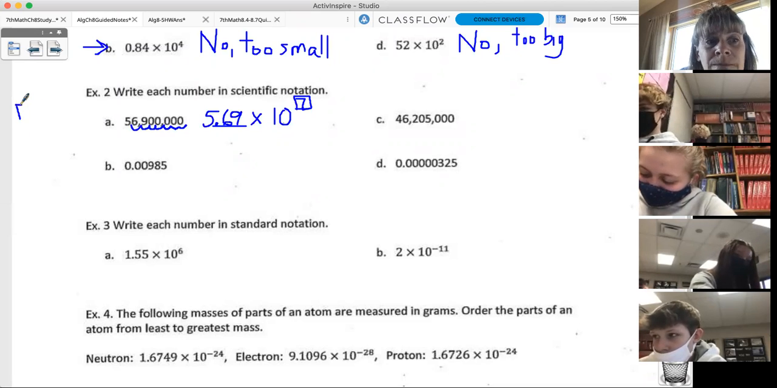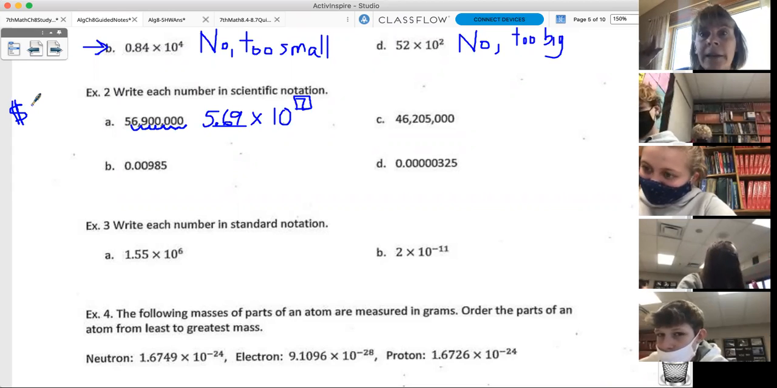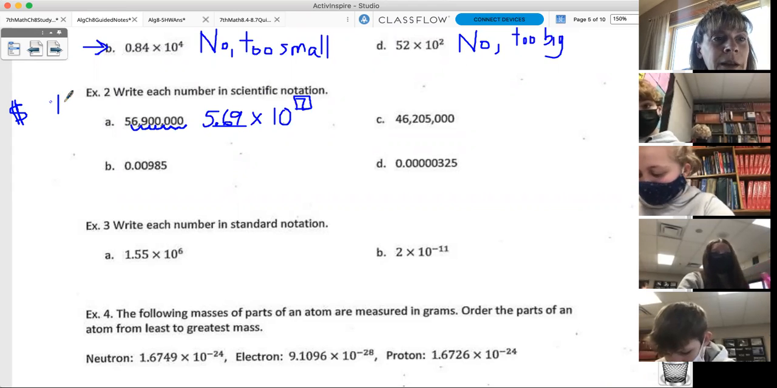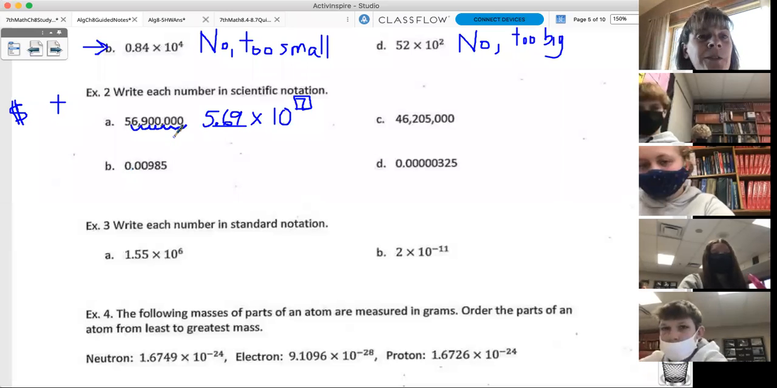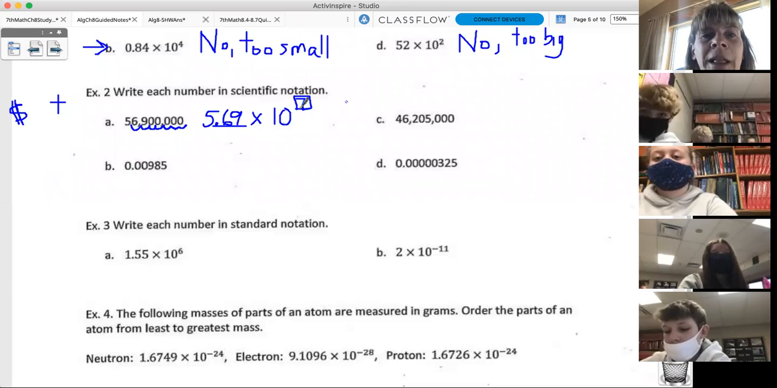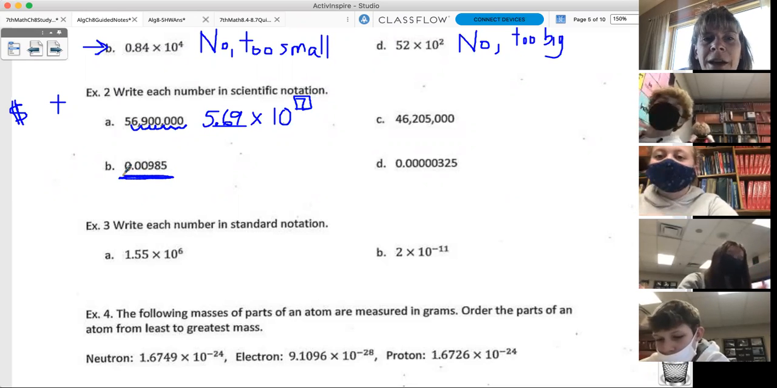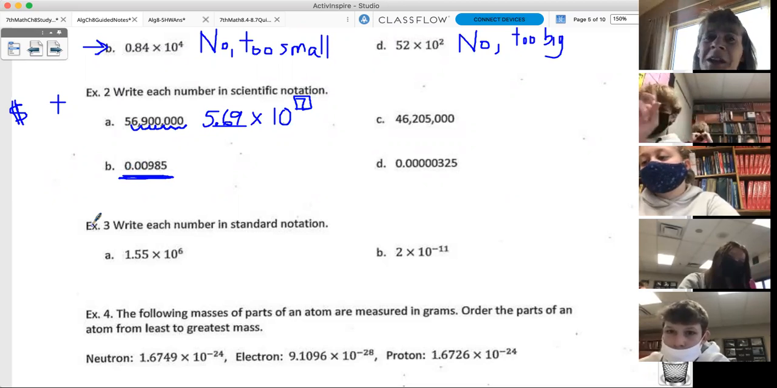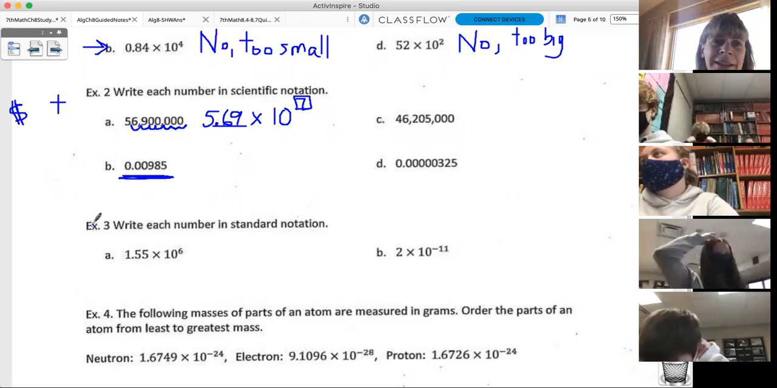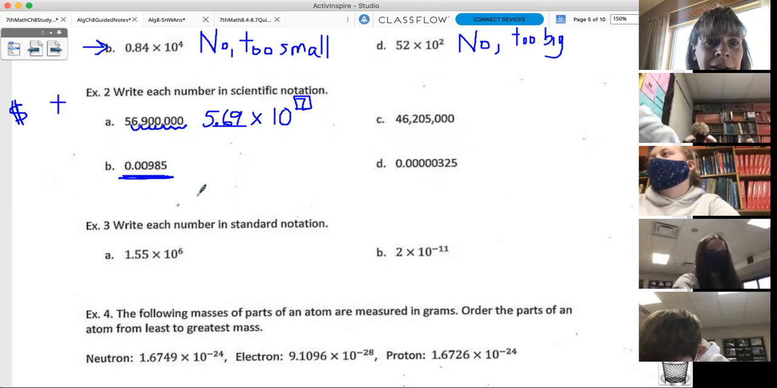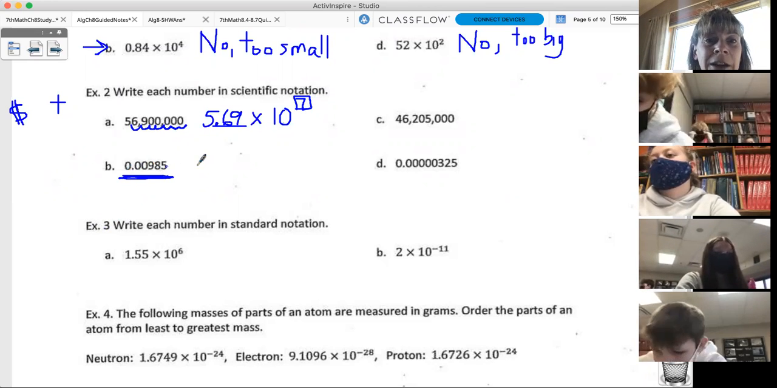I like to think of money and my bank account. If it's an amount of money that I would be like, yeah, I would like this in my bank account, that would be a positive. Okay. So would I like 56,900,000 in my bank account? Yep. That's a positive exponent. Okay. Now come down here to this one. If this was what my bank account read, would that be a good thing? No, it wouldn't. I wouldn't be able to pay any of my bills with that. Okay, so this is going to have a negative exponent.